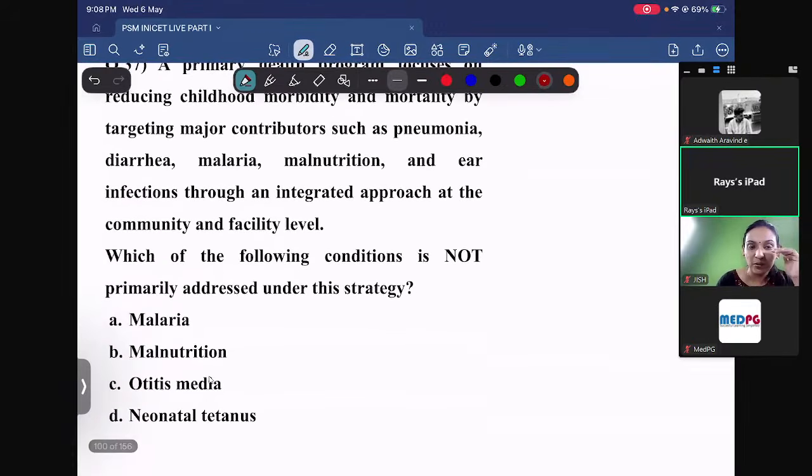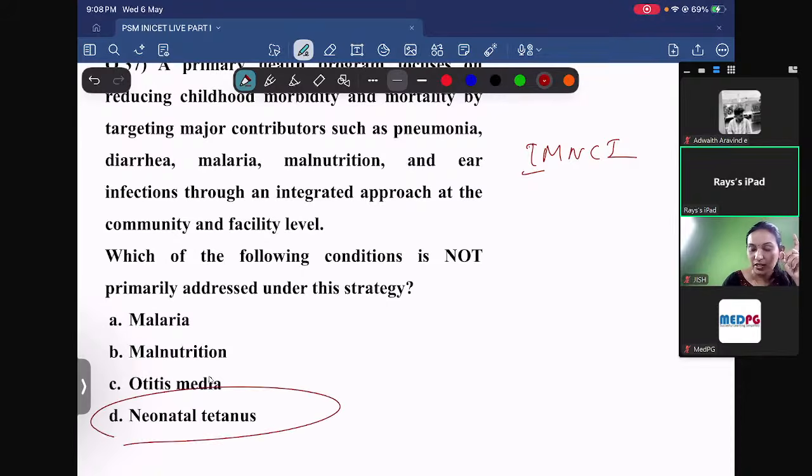So we are talking about IMNCI. What is IMNCI? Integrated Management of Neonatal and Childhood Illnesses. And under this, we have major contributors of childhood morbidity and mortality, including pneumonia, diarrhea, malnutrition, otitis media, all these things are there, except that IMNCI does not include neonatal tetanus. Okay, that's the answer here.